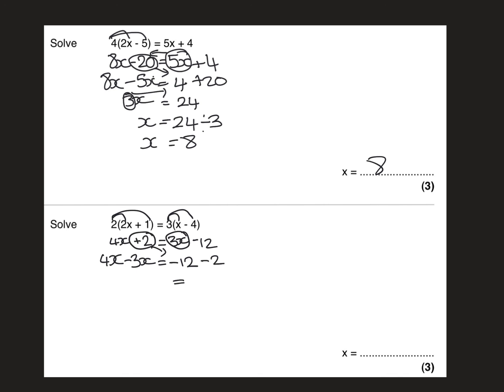So first of all, 4x take away 3x is x. Minus 12 take away 2 would be minus 14. So x is equal to minus 14.